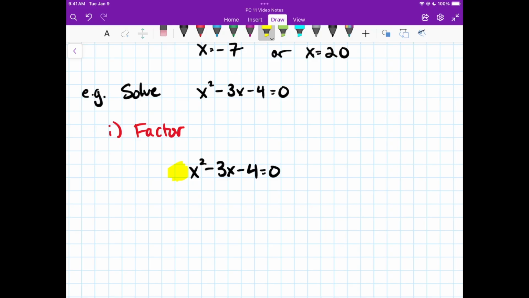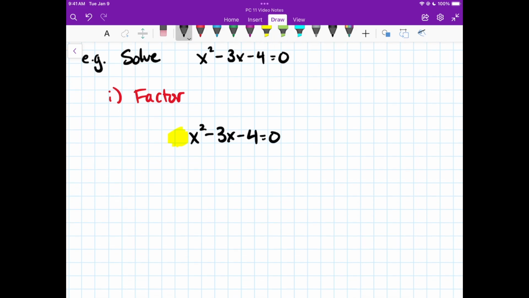There's not very many options for multiplying to 4. It's either 1 and 4 or 2 and 2. In this case, it is going to be -4 and positive 1. So we end up with (x - 4)(x + 1) = 0. And so now you'll notice we're basically just in the same place we were on the last few examples.